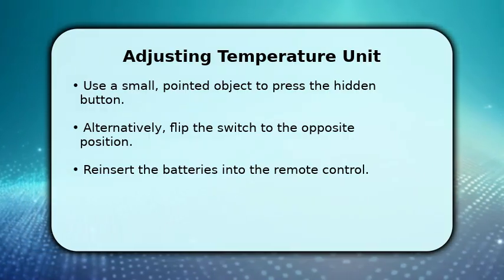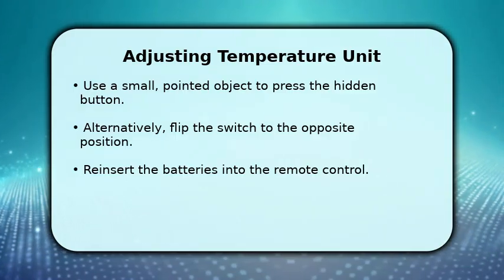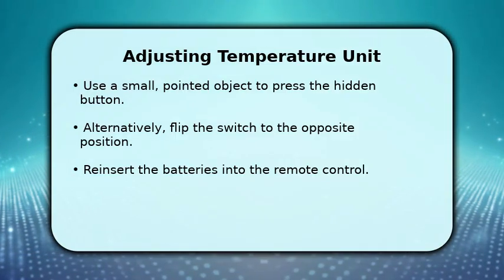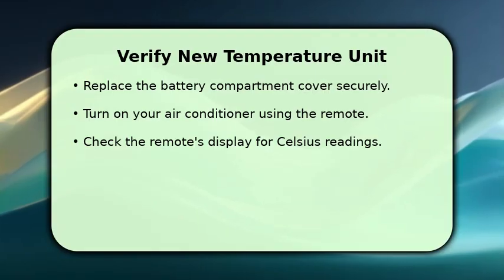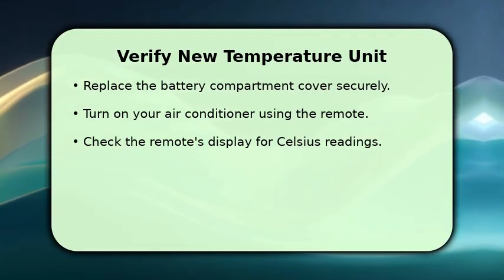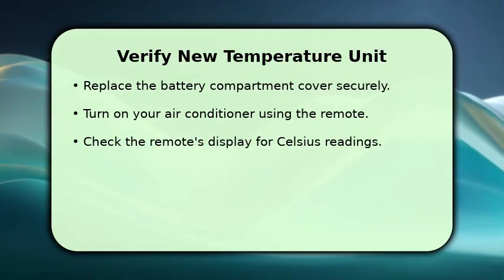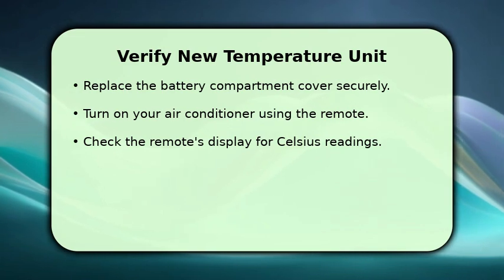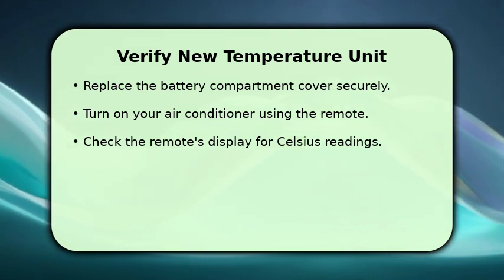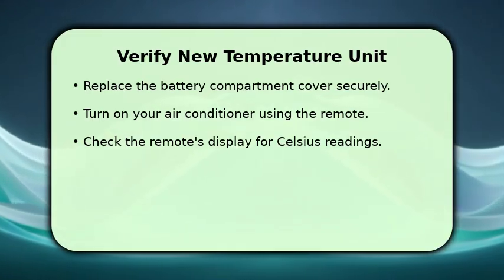After making the adjustment, carefully put the batteries back into their compartment, ensuring they are oriented correctly. Now slide the battery cover back into place until it clicks shut. Point the remote at your air conditioner and turn it on. Look at the remote screen. You should now see the temperature displayed in Celsius, indicated by a C instead of an F. If it still shows Fahrenheit, repeat the steps carefully.